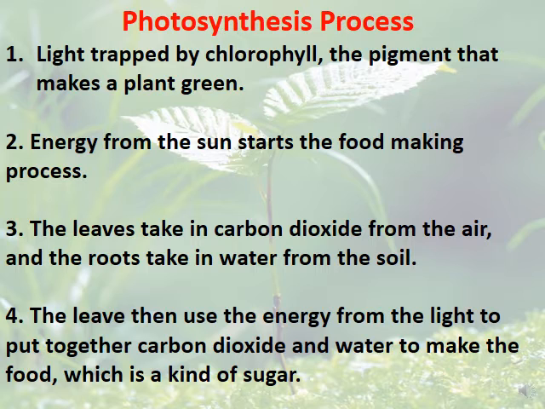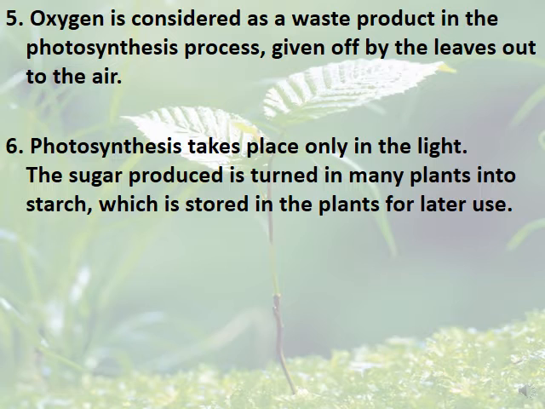So the light is trapped by the chlorophyll, the pigment that makes the plant green, then we have energy from the sun that starts the food making process. So the leaves take in carbon dioxide from the air, and the roots absorb water from the soil. Then the leaf uses the energy from the sunlight to combine the carbon dioxide and the water together to make the food, which is a kind of sugar. Then oxygen is the product and is said to be a waste product.